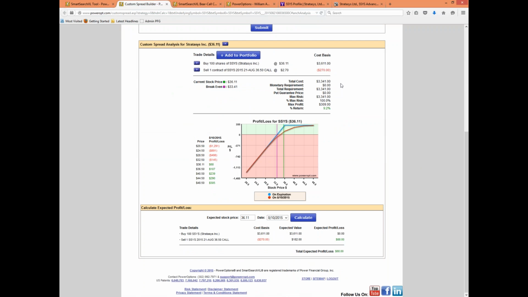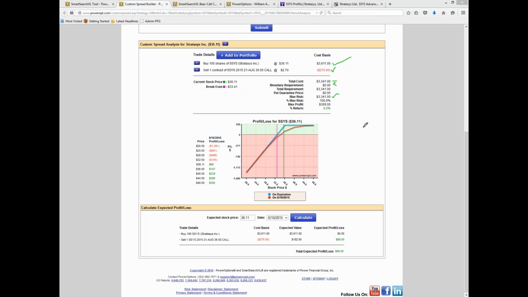What are we looking at here on the chart? We've got our basic description. So if we did 100 shares, and we could change that up at the top, if we want to do 200 or 300 shares and 3 calls, we could change that. And I'll walk through that in a moment. But right now, for just 100 shares, we'd have an outlay of $3,611 to buy the stock. We're going to collect $270 in for selling a covered call. Our total cost is $33.41. We don't have any margin requirement on this position because we're covered here. So the total requirement is $33.41. That is our max risk.